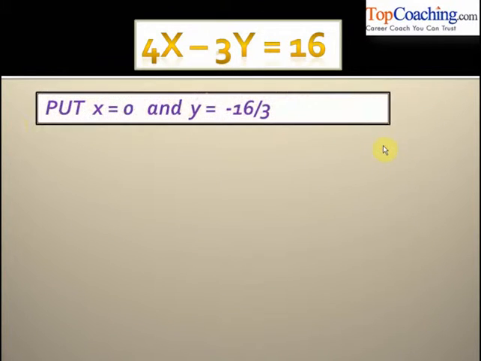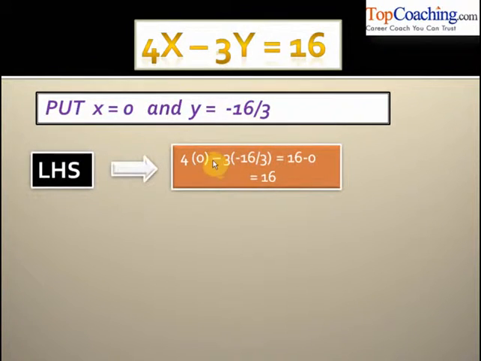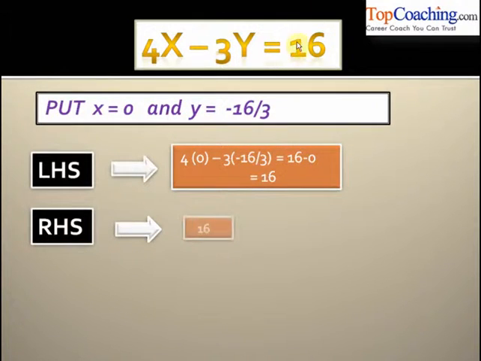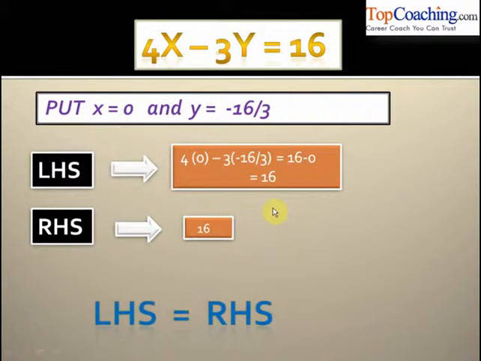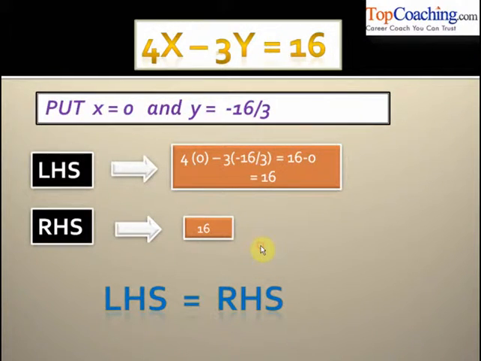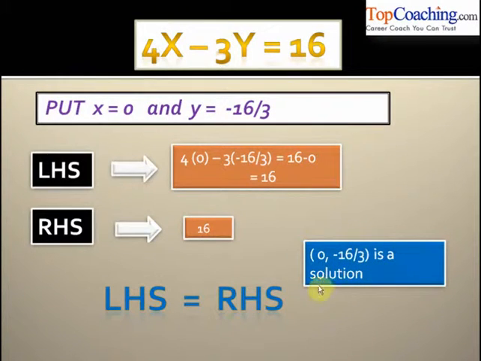Now, let us say that if we put x equal to 0 and y equal to minus 16 by 3, then what happens? The LHS of this equation becomes equal to 4 into 0 minus 3 into minus 16 by 3. This becomes 16 minus 0, and this is equal to 16. Also the RHS is equal to 16. So again the LHS is equal to the RHS, and so we can say that (0, minus 16 by 3) becomes the solution of this equation.